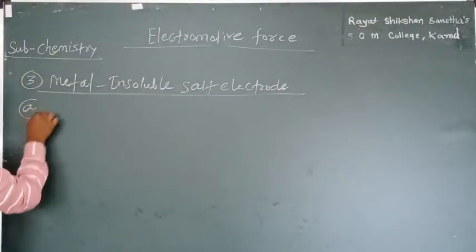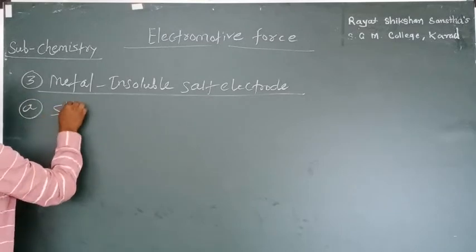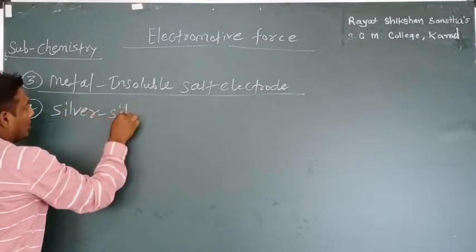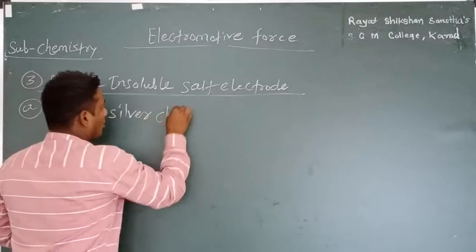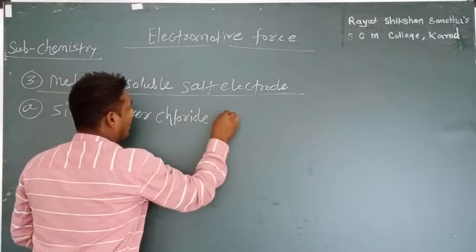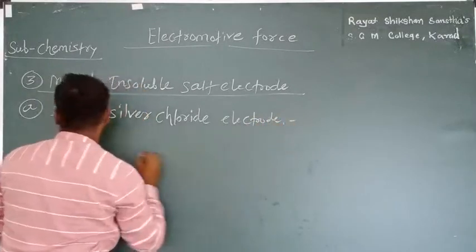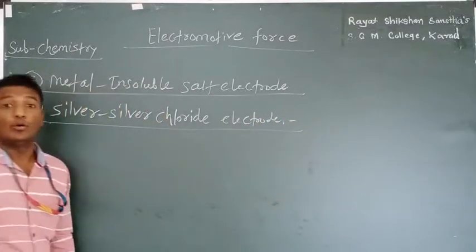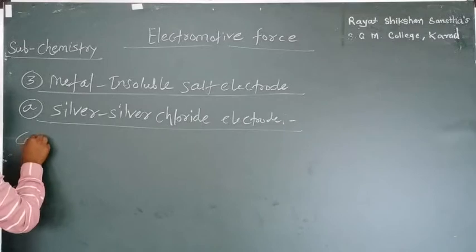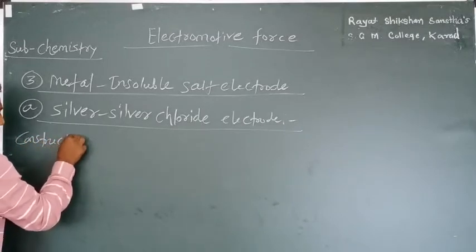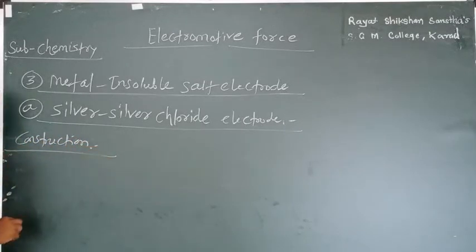So part A. Silver chloride electrode. Now, what is the construction? Don't forget the format of the answer. First always write down the construction.